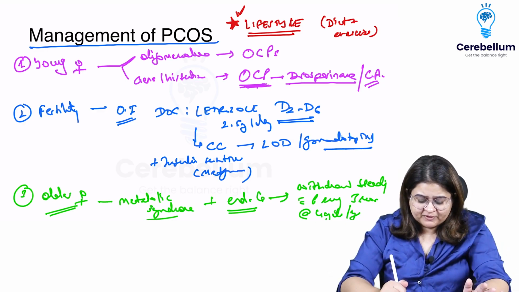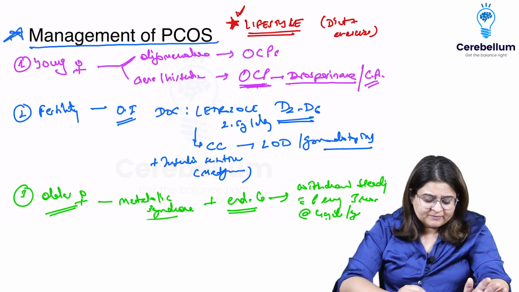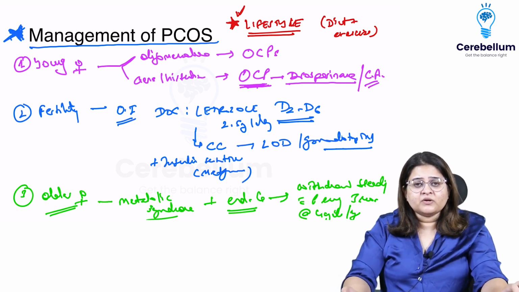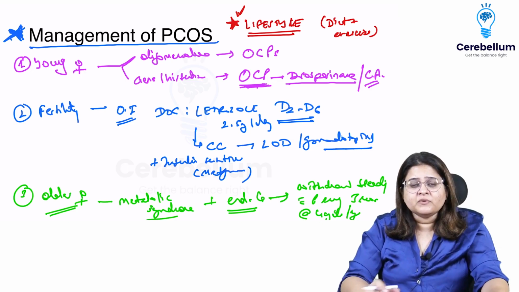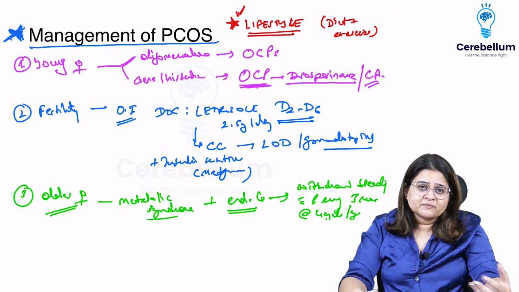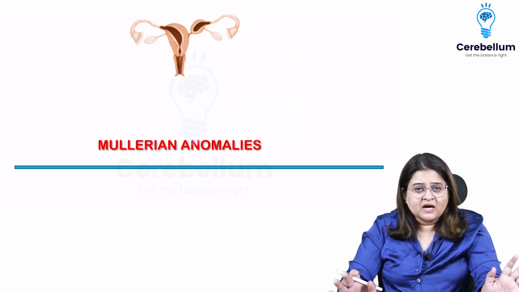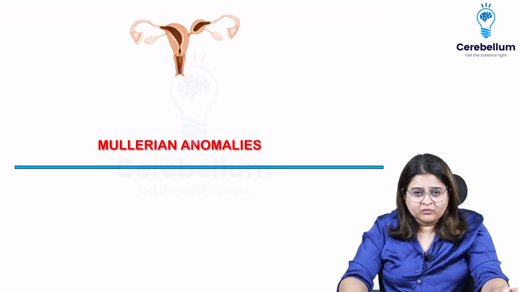So this is management of PCOS in brief. The 3 main categories that are usually asked in the exam, a clinical question will come. Remember, lifestyle management is paramount, because apart from reducing metabolic syndrome, it usually helps in the other symptoms as well. Okay, now we move on to another very high yield topic, that is Mullerian anomalies.